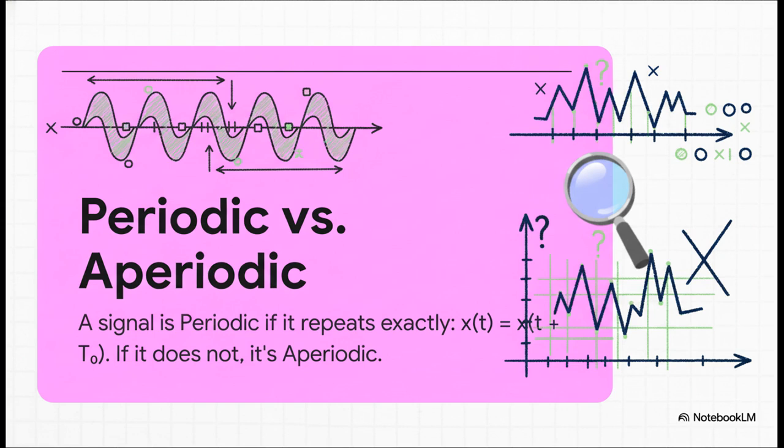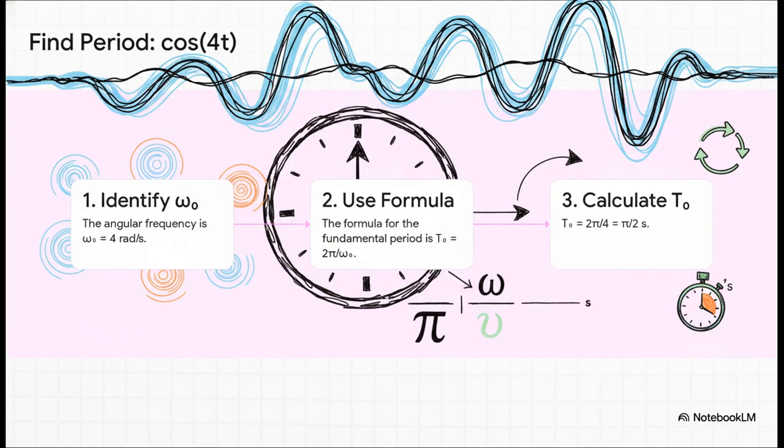Simple as that. Let's make this real with a classic example you'll see all the time: cos(4t). So how do we find its period? First, we just identify the angular frequency, that's omega naught, which in this case is just 4. Then we plug it into the formula for the fundamental period. T naught is 2 pi divided by omega naught. Pop in the number and you get 2 pi over 4, which simplifies right down to pi over 2 seconds. And there you have it, that's the period.